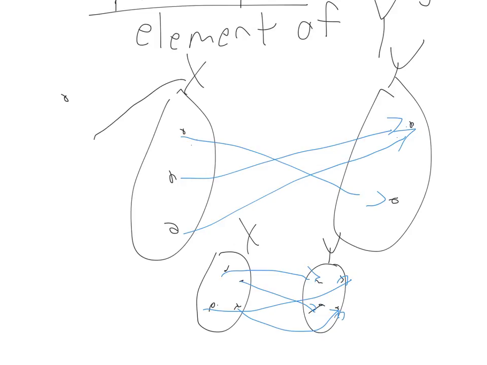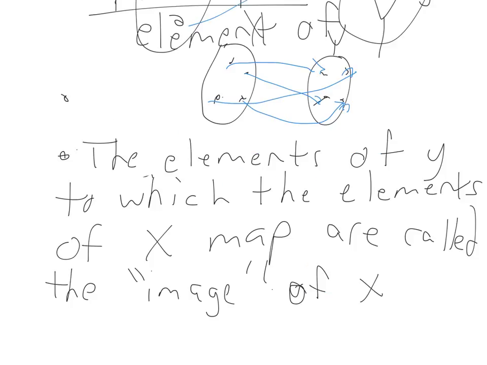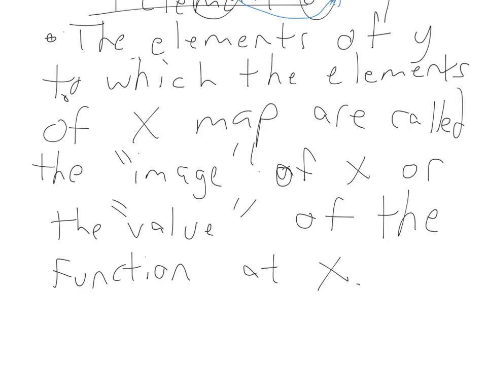In both these, x is called the domain, and y is called the range. And the elements of x are what we call the independent variables, and y is what we call dependent. Alright, the elements of y to which the elements of x map are called the image of the element x, or they're also called the value of the function at x.